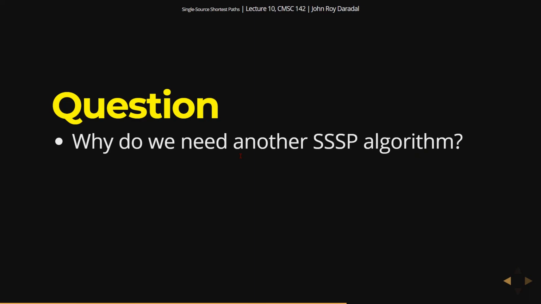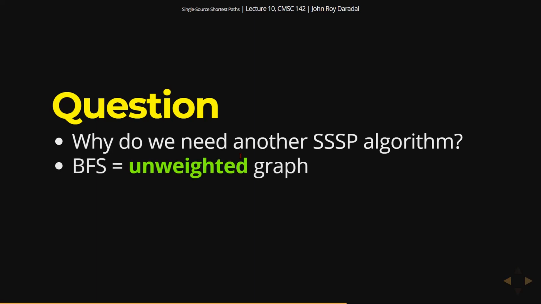Now, we've already seen two SSSP algorithms, right? So why do we need another SSSP algorithm? Well, it's because the first one that we discussed, the BFS one, was only for unweighted graphs. And most of the graphs that we'll encounter here would be weighted. That's why we want to find the shortest path, because there are weights associated with each edge. So we cannot use the BFS. And the second one that we discussed was only applicable for DAGs, or directed acyclic graphs. But not all graphs are DAGs, and most of them will contain some form of a cycle. So we can't use that algorithm for general graphs either.